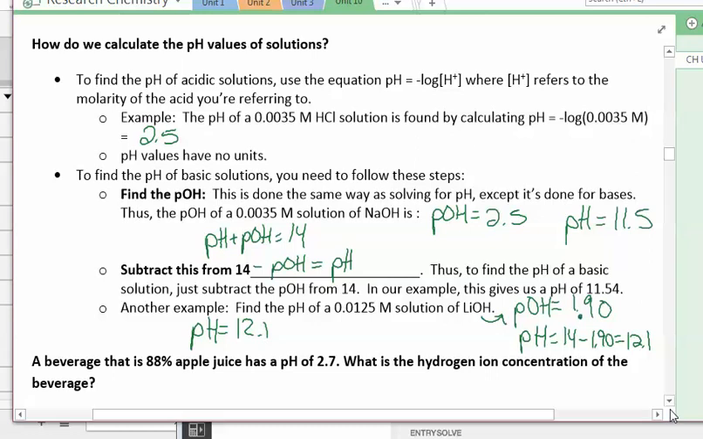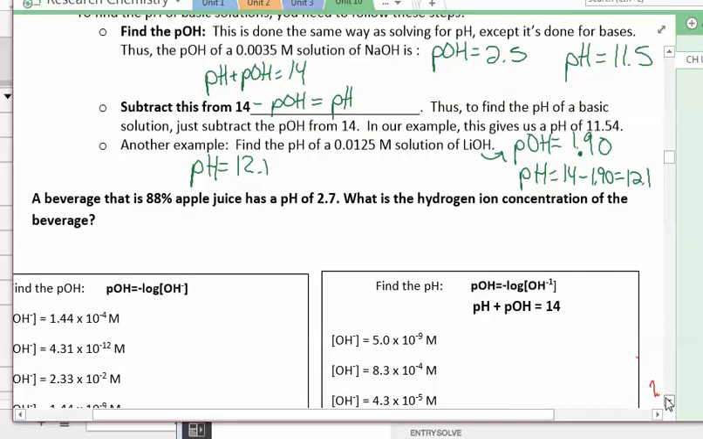So in the next one, we have a drink. We have a pH of 2.7. We want to know the hydrogen ion concentration. So we're going to do the exact same thing that we've been doing before. So we're going from pH to hydrogen concentration. So it's going to be the anti-log of the negative pH, which in this case is 10 to the negative 2.7.